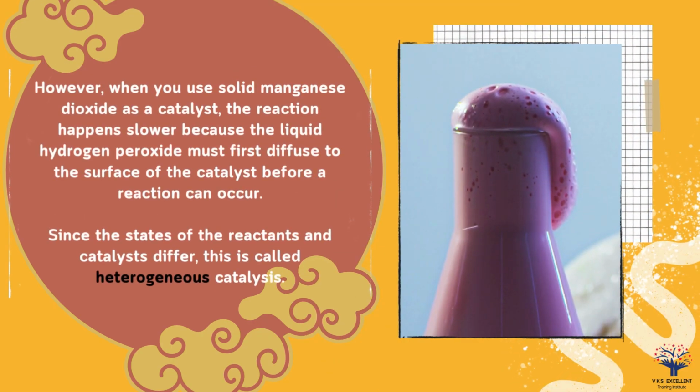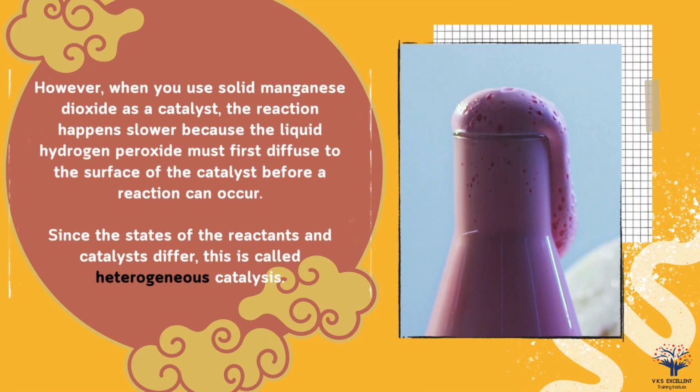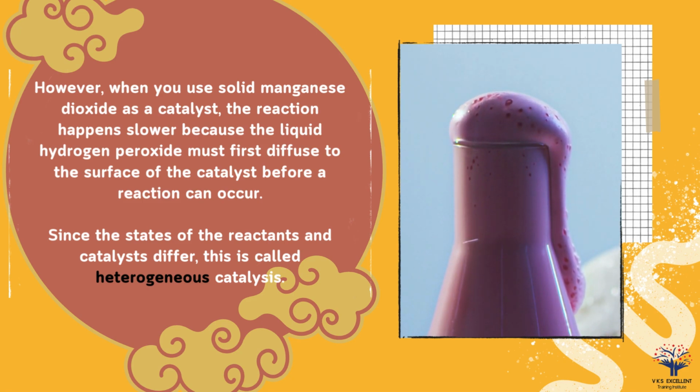However, when you use solid manganese dioxide as a catalyst, the reaction happens slower, because the liquid hydrogen peroxide must first diffuse to the surface of the catalyst before a reaction can occur. Since the states of the reactants and catalysts differ, this is called heterogeneous catalysis.